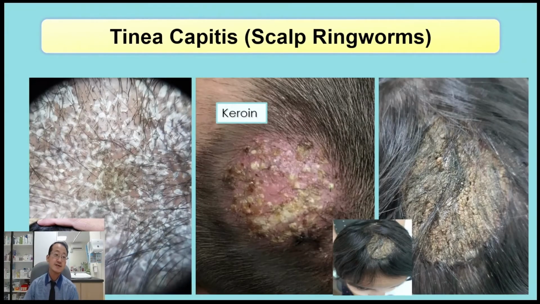Okay. Now, on the left hand side here, a lot of scales and the hair all got broken. And the far right here, we call this a phallus, whereby there will be air trapped inside the hair shaft caused by tinea capitis.